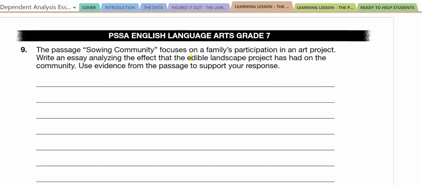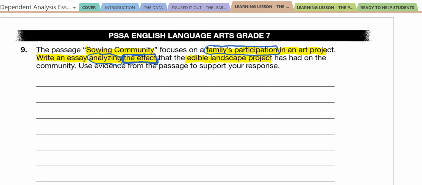Okay, let's take a look at the passage Sowing Community, which focuses on a family's participation in an art project. Of course, the student's going to write an essay analyzing the effect that the edible landscape project has had on a community. And they're going to use the evidence from a passage to support the response. So, in this particular one, we know that we're going to be looking at the family's participation in an art project, so we want to keep that in mind. But what we have to do is to analyze the effect.